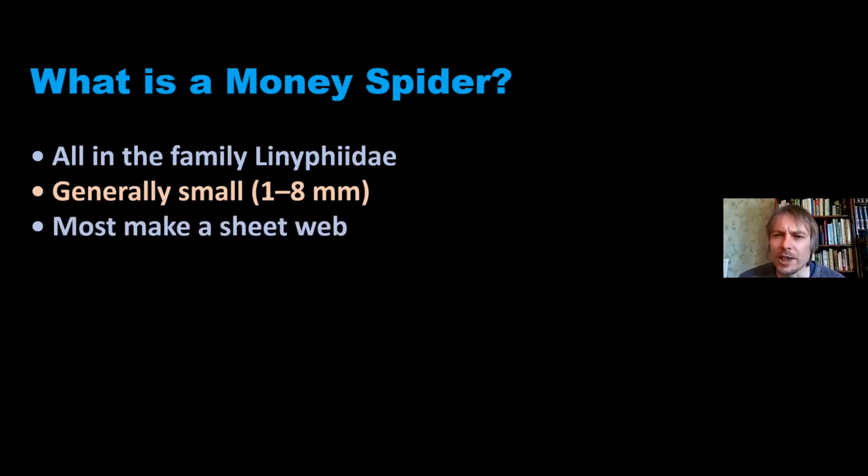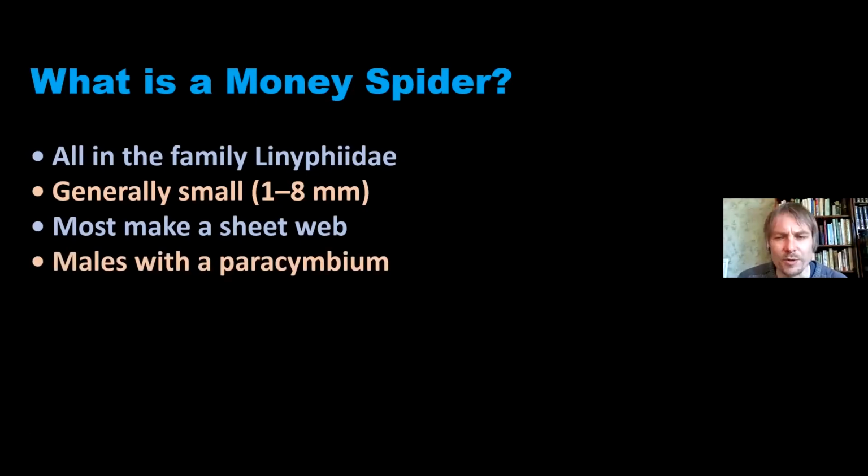Most of them make these sheet webs. I'll show you some pictures later. Essentially, it's like a trampoline of silk. They hang on the underside and run on the underside of this sheet. And the little webs are tiny. They're not huge, expansive things in the main.